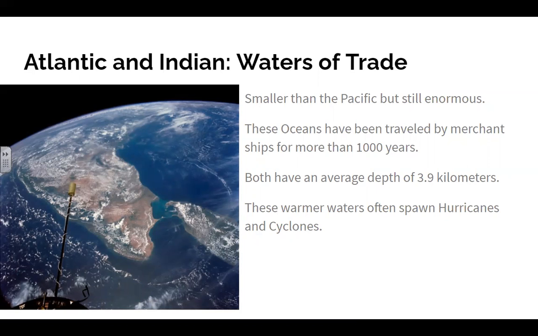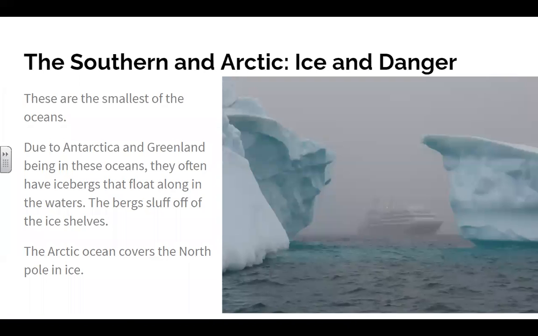The Atlantic and the Indian. The Southern Ocean and the Arctic Ocean. They are quite a bit smaller even than the Atlantic and Indian. They have icebergs that float along the waters. They come off of the ice shelves that are in Antarctica and Greenland.